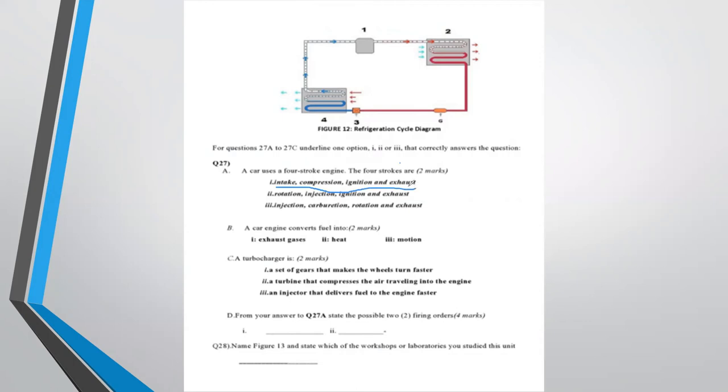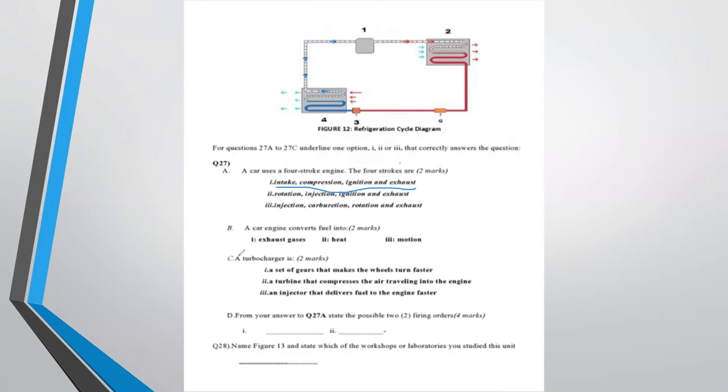The next question: a car converts fuel into what? Should I answer this one? Tell me your answer in the comment section. If you don't know the answer, holler at me in the comment section and I'll answer all the questions, but I want this class to be very interactive. Tell me what you think this answer is in the comment section. Please do so for me.